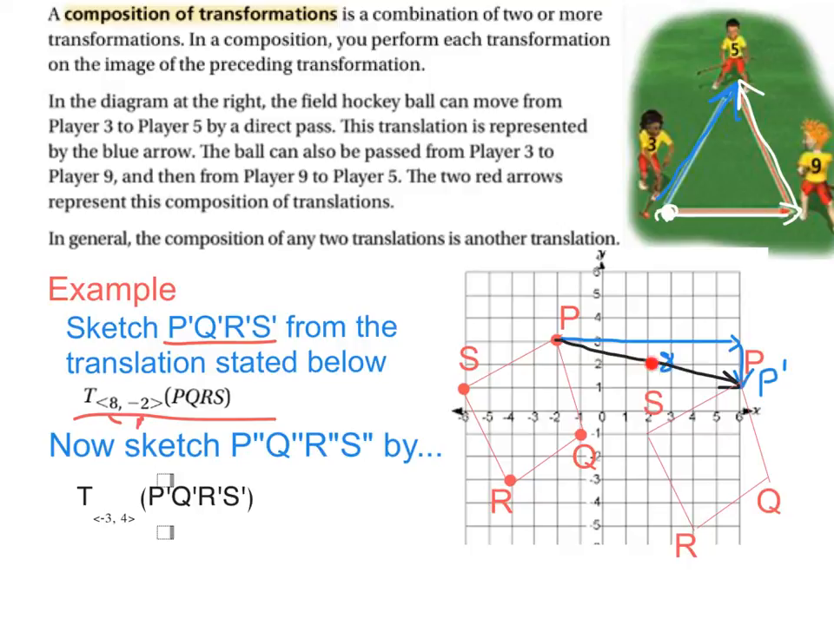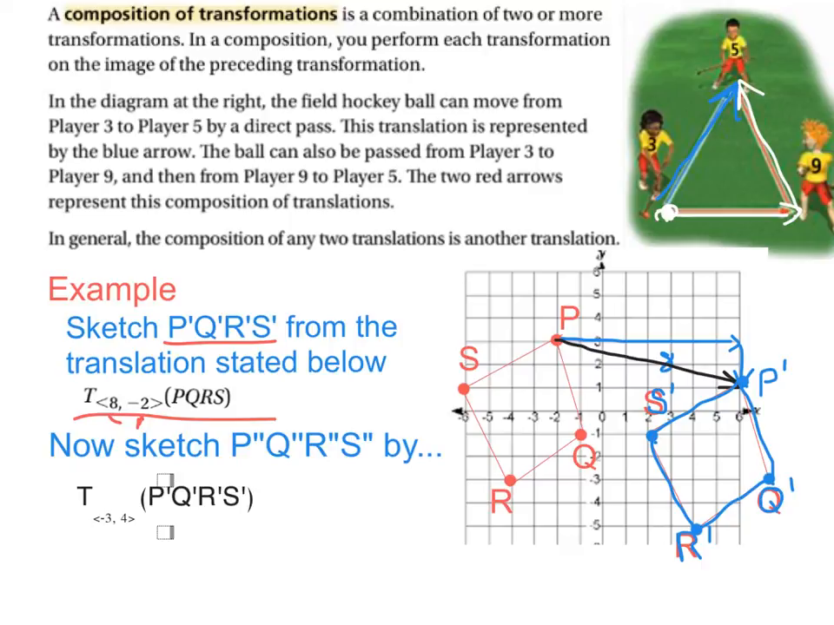So again, that's going to map. Here we have our P prime, Q prime, R prime, S prime. Now we're going to take that through another transformation, -3, 4. That means we're now going to go -3 in the X direction and +4 in the Y direction. So we could pick a different point this time.